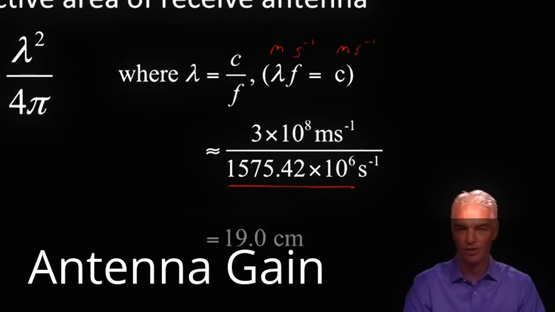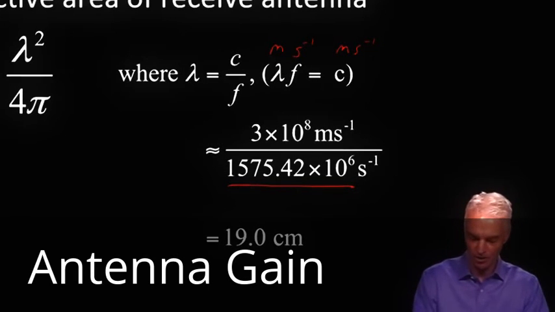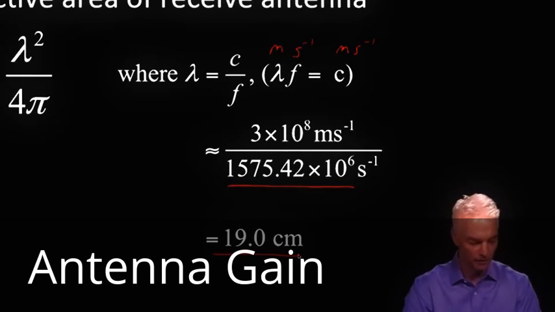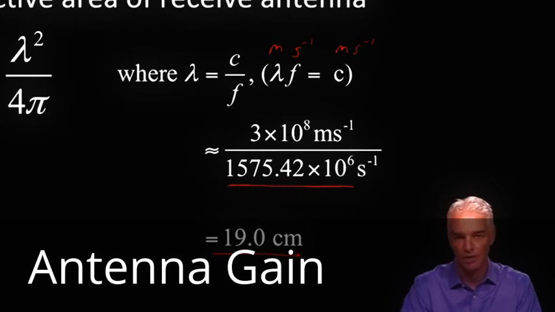1575.42 megahertz, and plug in those values, you see that the wavelength is 19 centimeters, and that gives you the effective area of the GPS antenna. So of the GPS receive antenna. So that sets us up to do the link budget, which we'll do in the next video.